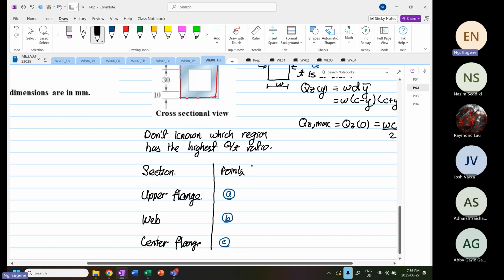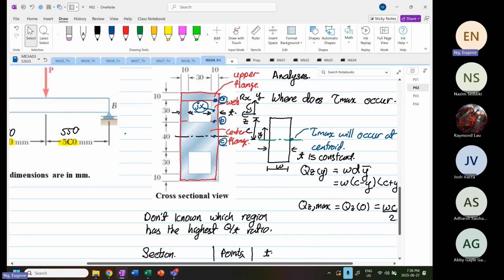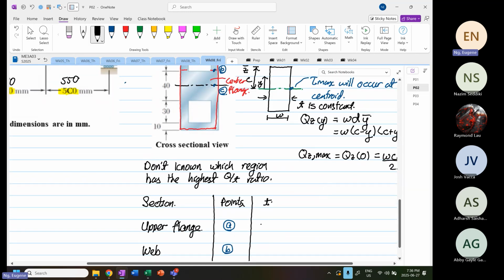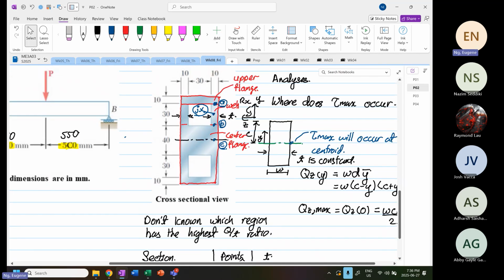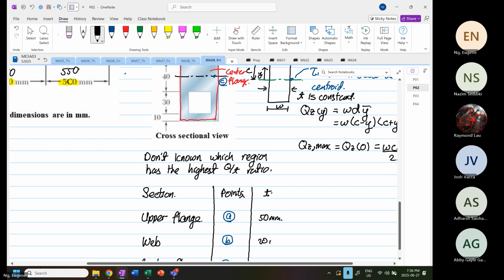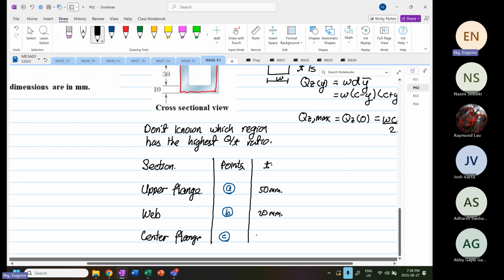So the next thing that we look at is the thickness. At the upper flange, the thickness is equal to 50 millimeters, 10 plus 30 plus 10. Okay, so 50 millimeters. On the web, you only have what? 20 millimeters. And then on the center flange, again, we are back to 50 millimeters.